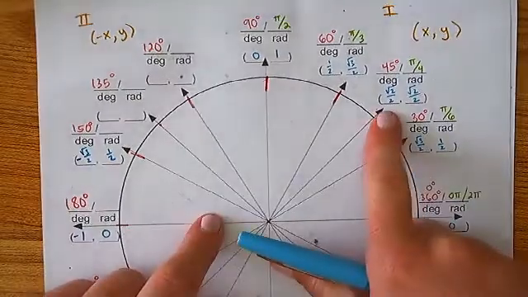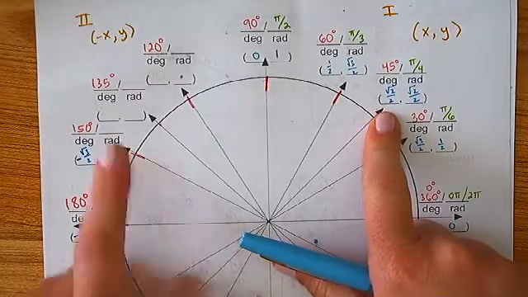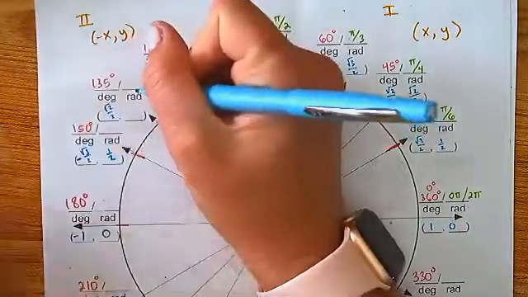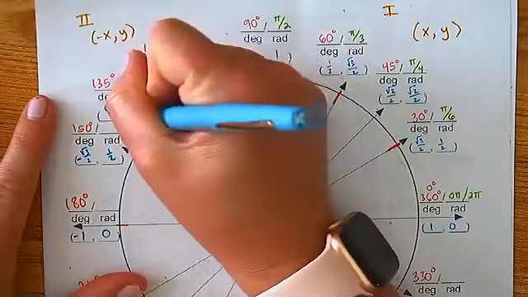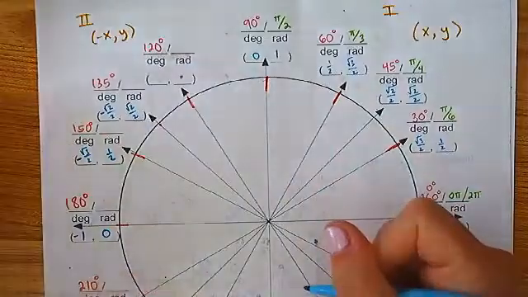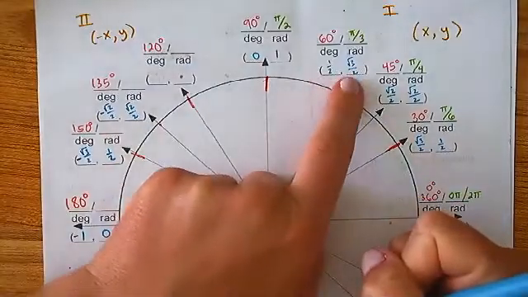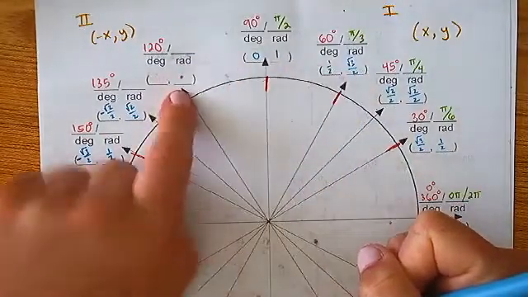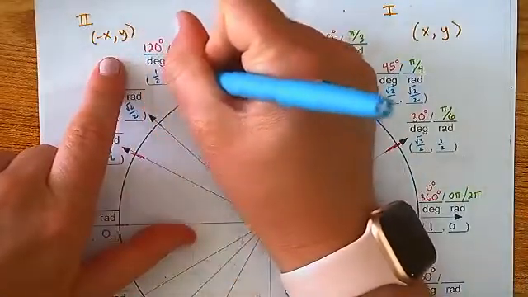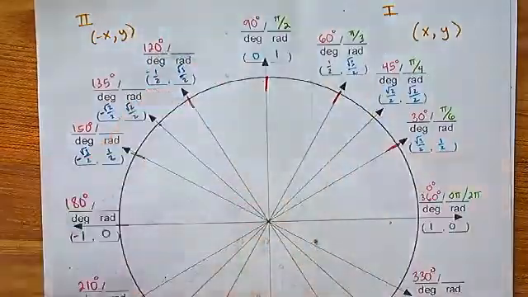So if this guy's positive root 2 over 2, root 2 over 2, so is this one. Just the only difference is the x is negative because it's in quadrant 2. And then this guy is 1/2 comma root 3 over 2. So this guy reflected over is also 1/2 root 3 over 2, but the x is negative.